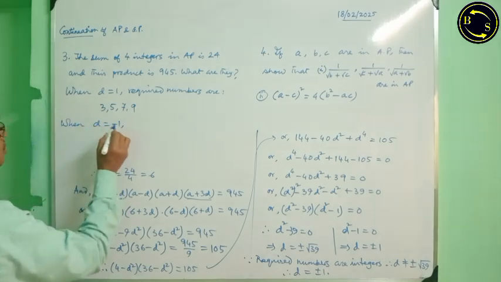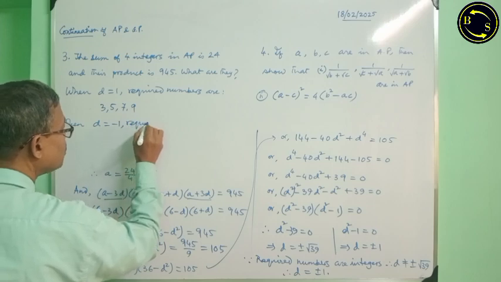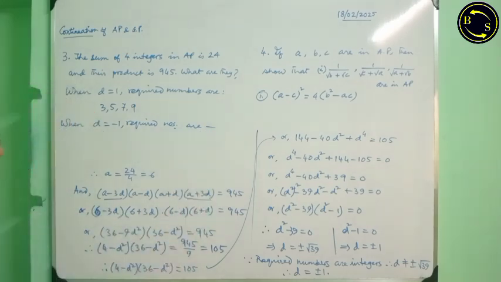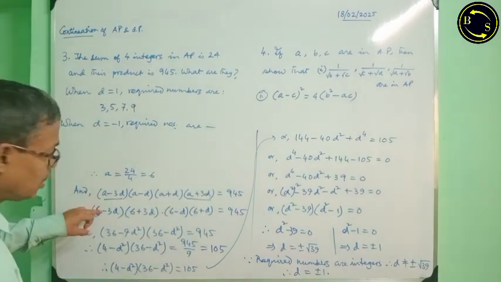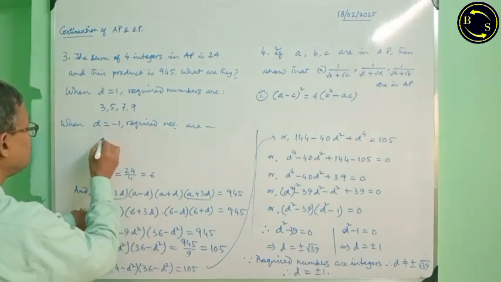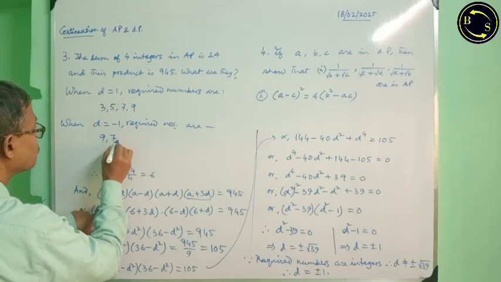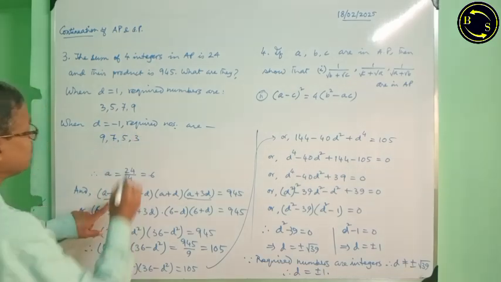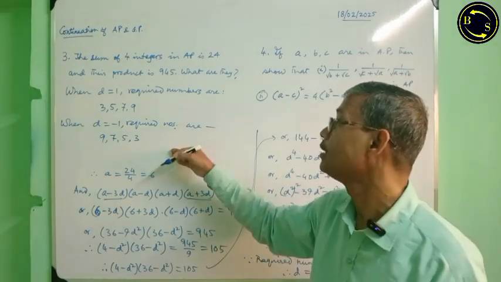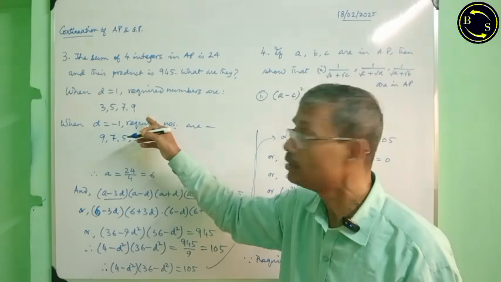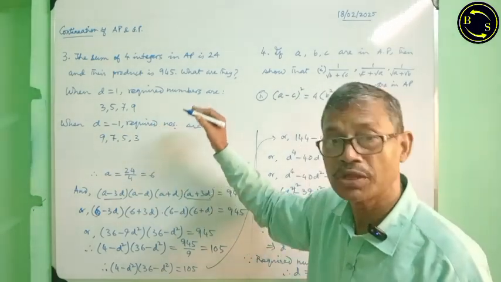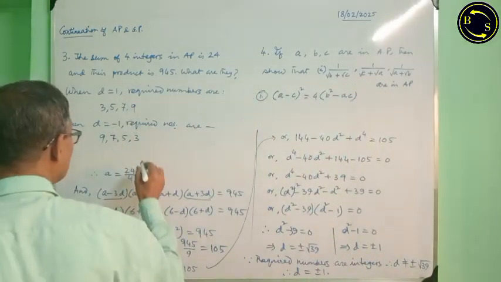When d equal to minus 1, required numbers are the same but in reverse order. Remember, both are to be mentioned. Though the numbers are the same and only the order is reversed, we have to mention this. Therefore, the sum is solved.